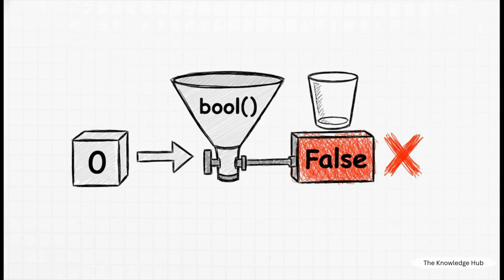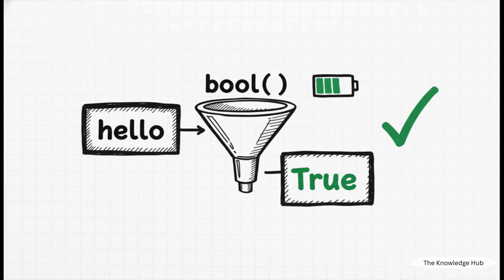Let's see it in action. It's super simple. If we actually run bool on the number 0, what do we get? Python comes back with False. And it makes sense, right? 0 means nothing, an empty quantity, so it's falsy. But what if we give it the string "hello"? Well, then bool gives us True. It doesn't care what the string says, only that it's not empty. It has content, so it's truthy. It really is as simple as that.